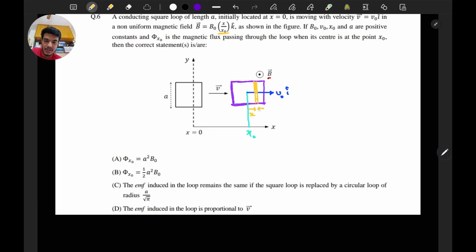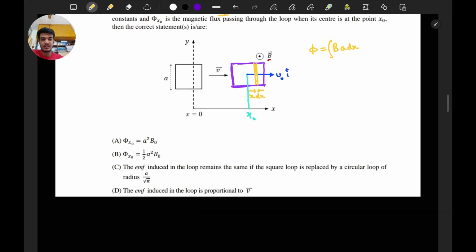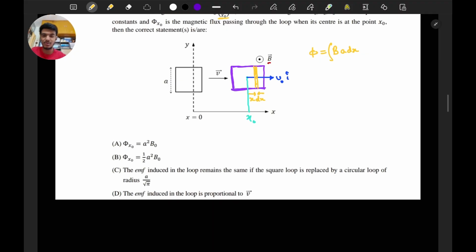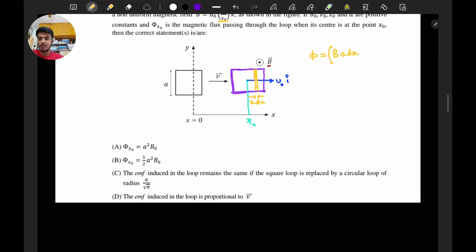So we can take a strip dx here, and then we can easily find the flux, which will be b into a times dx, and its integral. There is no issue in that, but we would not be doing that. Let us try to visualize in some concise way what flux is and how we can do it. So flux is basically b a dx, right?